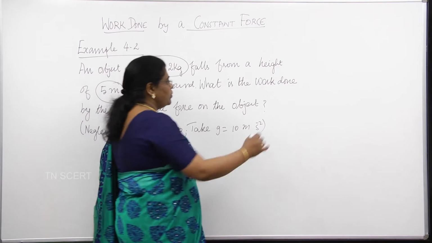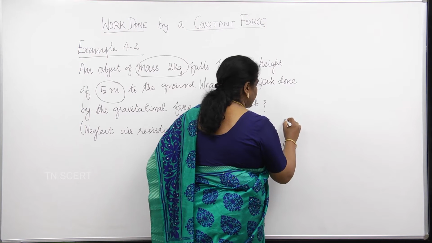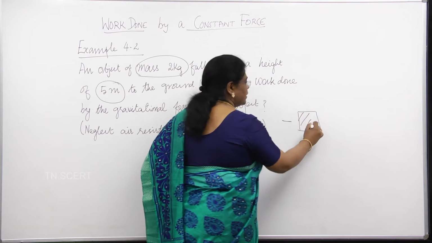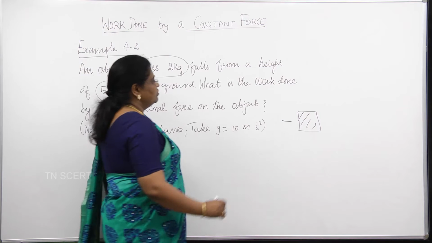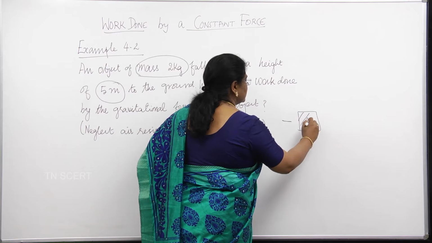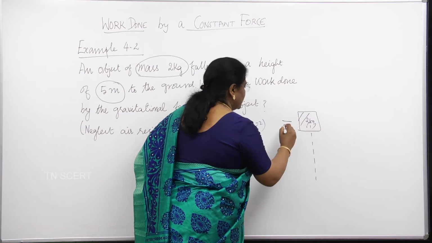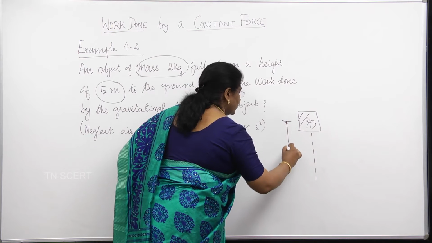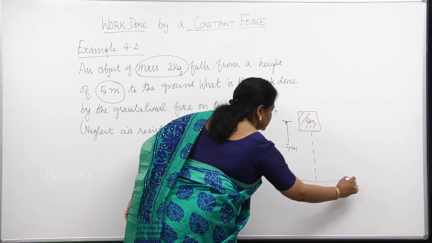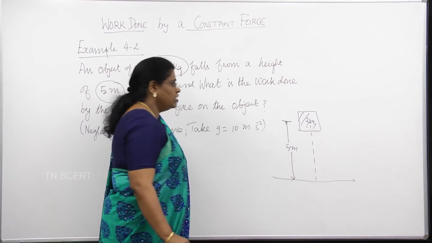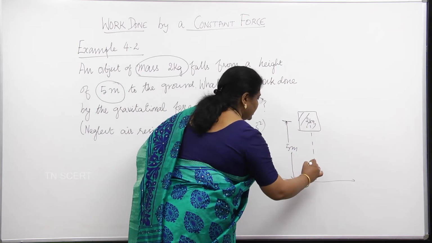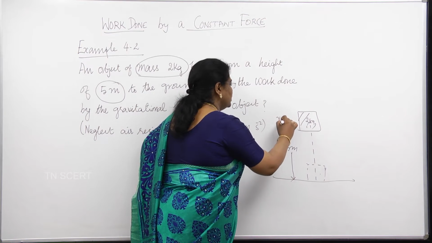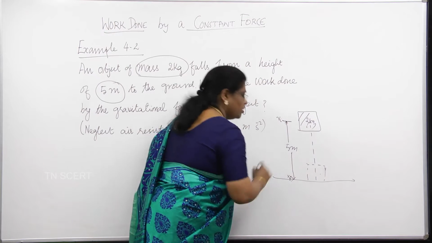Now, if I have to diagrammatically represent this, the object is here and the mass of the object is given, which is 2 kg, and it is falling from a height of 5 meters. So, it is falling through 5 meters. Suppose this is the ground, it is reaching the ground. It is falling from this, and finally, it should come and rest on the ground. This will be the initial position and this should be the final position.